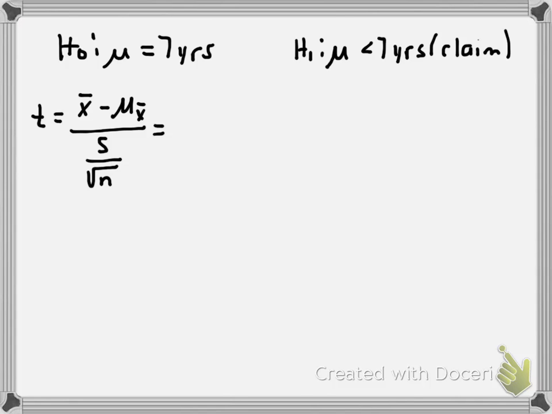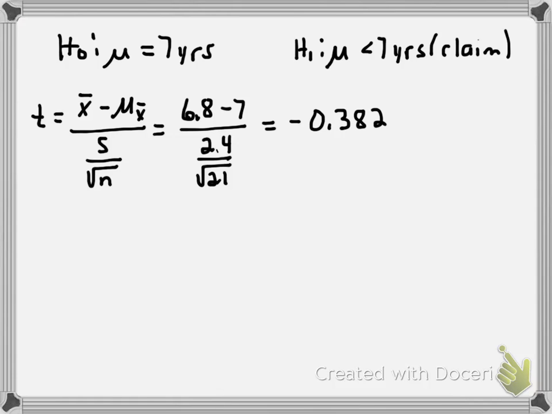The sample standard deviation they gave us was 6.8 years. The mean that we're testing is 7 years. Divided by the sample standard deviation is 2.4. And the sample size is 21. When you work that out, and be sure to round to 3 decimal places, you should end up with negative 0.382. T should always be rounded to 3 decimal places.